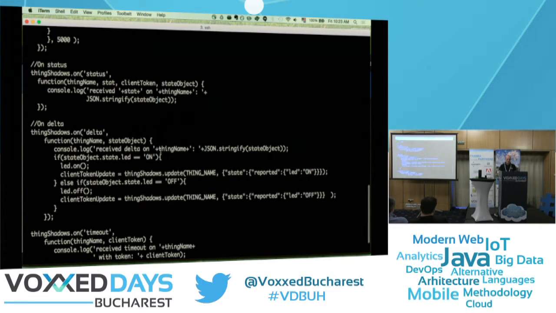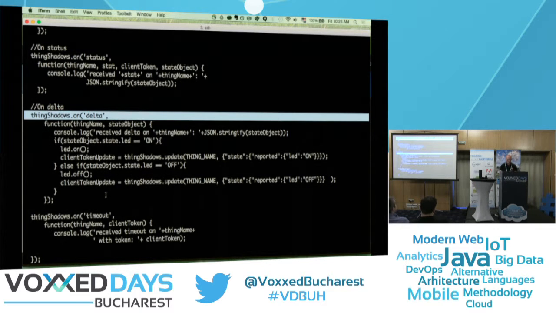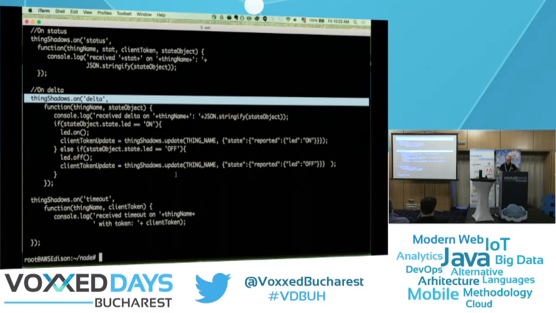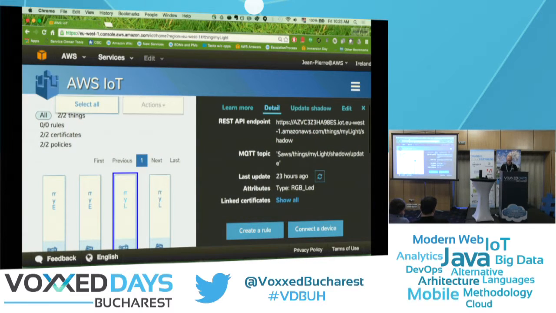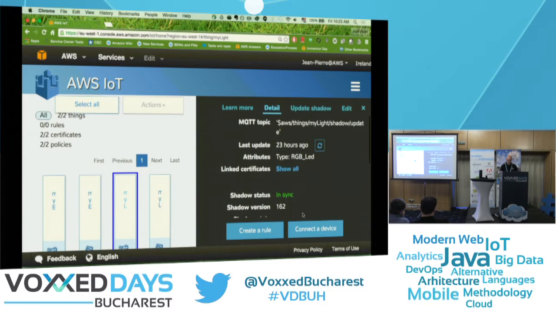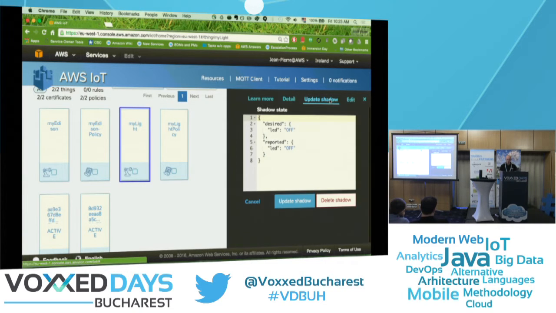And then once I've done that, I'm going to start listening to the delta topic of the shadow to tell me whether there's a delta, a difference between what I am and what IoT wants me to be, right? So I can update myself based on what is in the cloud. So now if I go back to the console, I can make this a bit smaller here. I can update the shadow and say I update the desired attribute to on, right?